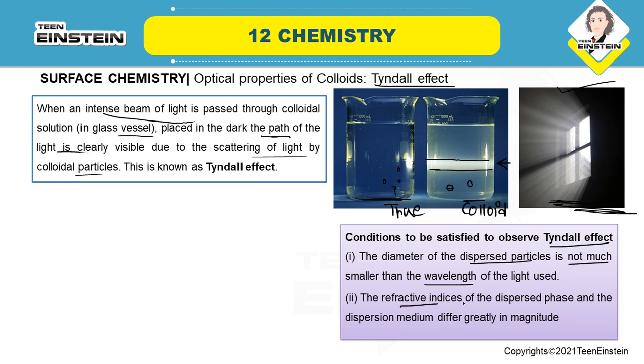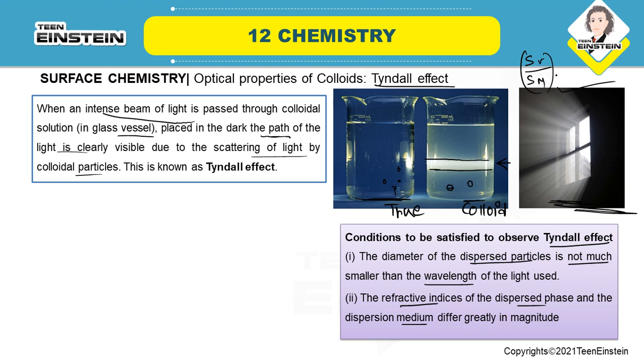And the second point is the refractive indices of the dispersed phase and the dispersion medium should differ greatly in magnitude. Now refractive index is the ratio of the velocity of light in vacuum to that in the medium, and mostly this has different values for different materials, right? And we know that in vacuum the velocity of light is maximum. So if we take the speed of light in vacuum and the speed of light in any other substance, this ratio will always be more than 1, right?